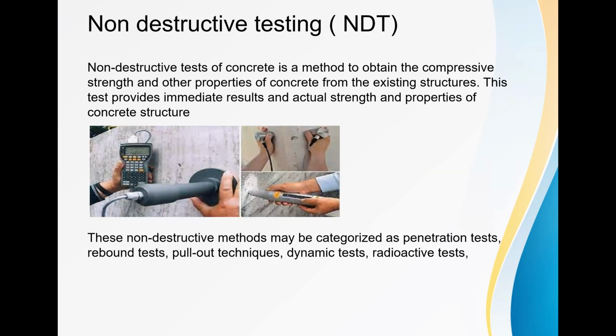Then what do you mean by non-destructive testing, that is the NDT test? See, these kinds of tests we generally perform only after the structure has been completed. That means for an existing structure, we conduct certain non-destructive tests to check the quality and also the strength of the structure. Non-destructive testing of concrete is a method to obtain the compressive strength and other properties of concrete from an existing structure. This test provides immediate results and the actual strength and properties of the concrete structure. These non-destructive methods may be categorized as penetration test, rebound test, pull-out technique, dynamic tests, and also certain radioactive tests.